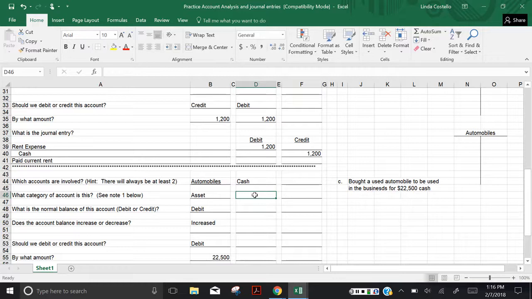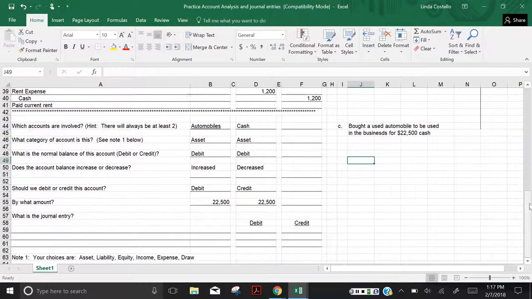Let's do cash. Cash is an asset with a normal debit balance. We spent cash, so the balance in cash decreased. How do we get cash to decrease? It's got a normal debit balance. Opposite signs subtract. So to get the account balance to decrease, we're going to credit the account. By how much? $22,500. Let's write the journal entry.